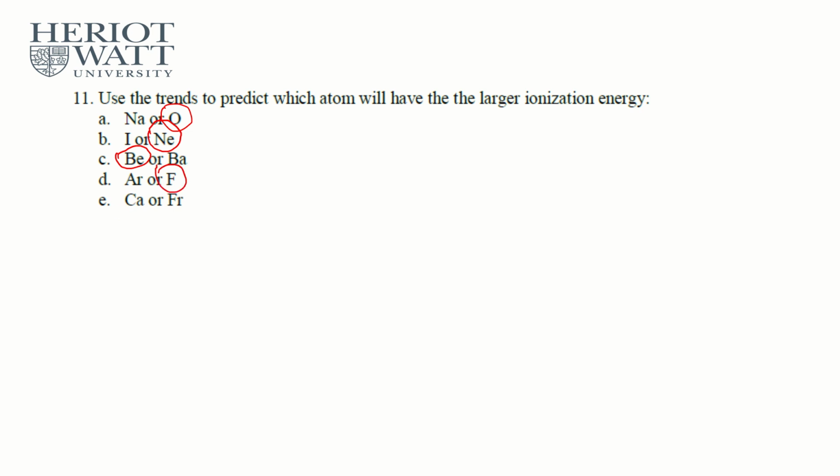Calcium and francium. Francium will have a high shielding effect because it's far at the bottom of the periodic table. And calcium is lesser, so I would say the one with the larger ionization energy will be calcium. And at the same time, if you look at calcium and francium, calcium should have a stronger core charge, or higher core charge, for this.